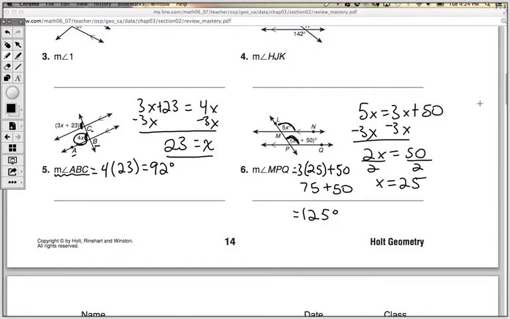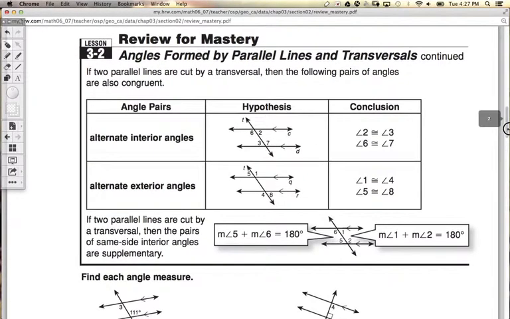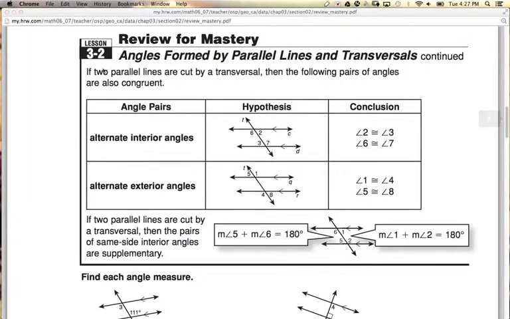Piece of cake. All right, let's keep going here. You guys are doing really well. We're going to finish up this review for mastery, and that'll wrap up the first of our 2 videos. So we scroll down, and boom, there we go. We've got more going on here.